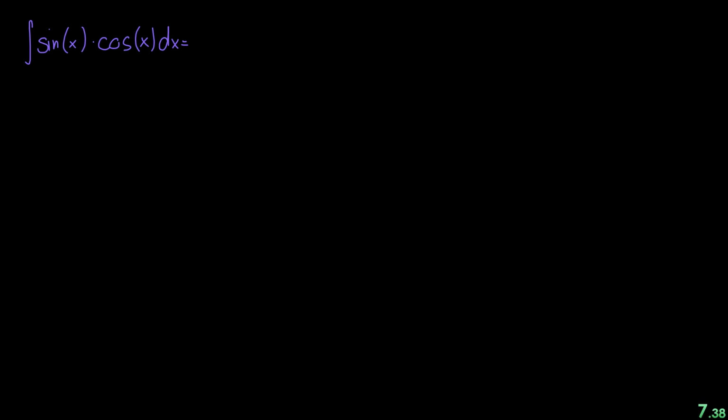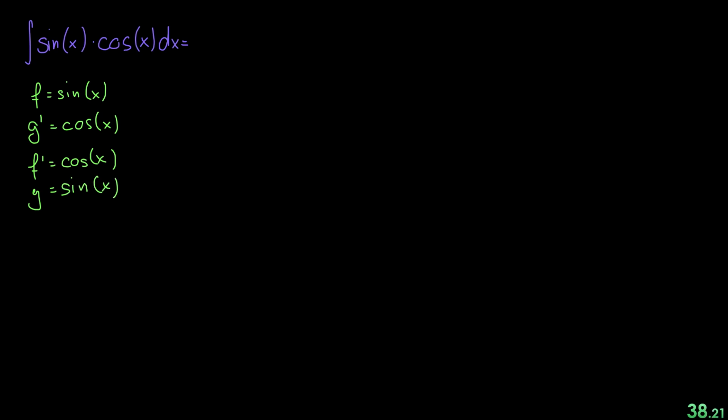First, we're going to let f be equal to sine of x, which means g prime is equal to cosine of x. This will lead us to f prime being equal to cosine of x and g being equal to sine of x. Okay, now we're gonna do integration by parts.